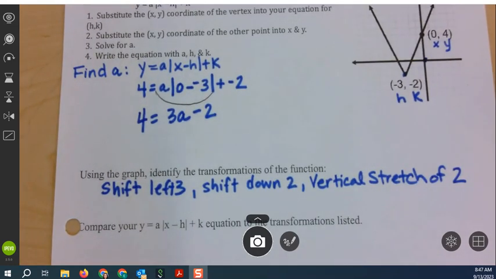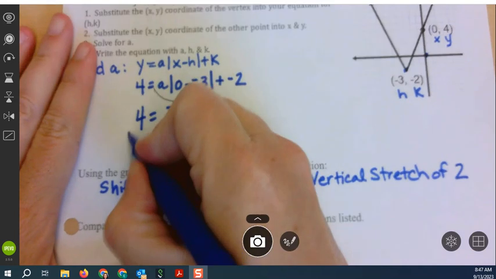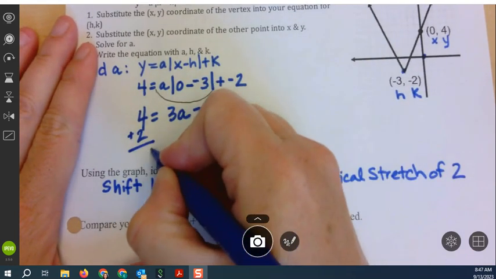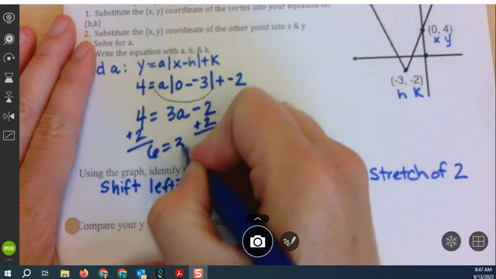So now we have to get the a by itself. We're going to undo the -2 first with what? Plus 2, good. Is that algebra? It is algebra, that's why this is called algebra 2. That was a good one.